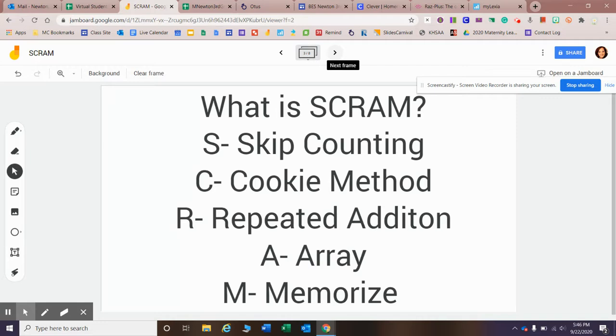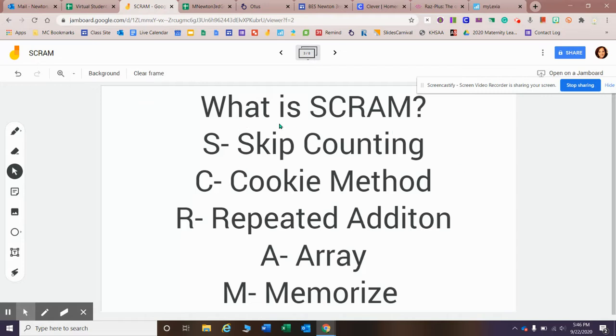Last year in third grade, one of my students came up with this acronym, and what it represents is different ways to solve a multiplication problem. These are all the different ways that we went over in math class that you could go about getting a product. And she put this all together and made a poster for us, and we have called it SCRAM ever since. So SCRAM stands for skip counting, cookie method, repeated addition, array, and memorize. Memorize is the last one on here because it's the last thing that comes.